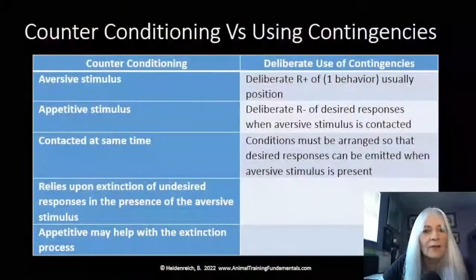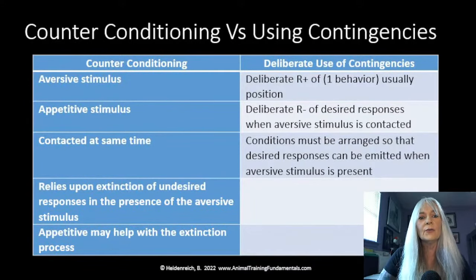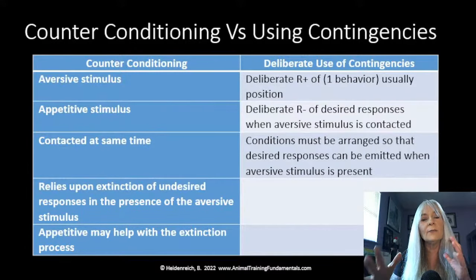Okay, so let's go to this slide. If you look at counter conditioning, you have your aversive stimulus, you have your appetitive stimulus, and in reality, they're supposed to be contacted at the same time. And if you go back to our counter conditioning conundrum live stream, you're really supposed to not care what the animal is doing. But when we have our deliberate use of contingencies, we're really very concerned that the animal is calm and relaxed. And we're really very deliberate in the way that the aversive stimulus is introduced. And so that immediately takes it out of the realm of counter conditioning and into the realm of shaping.